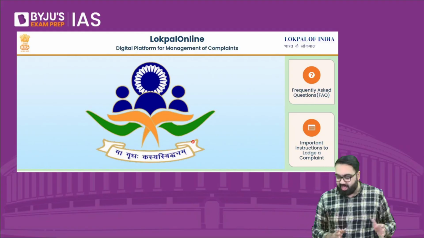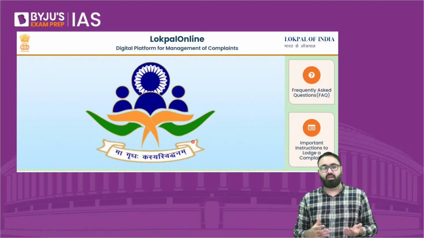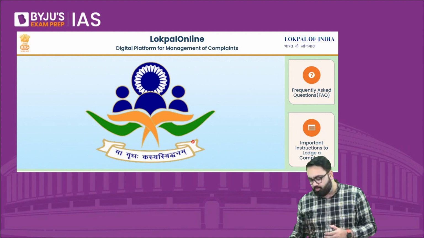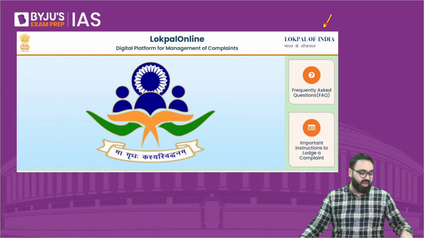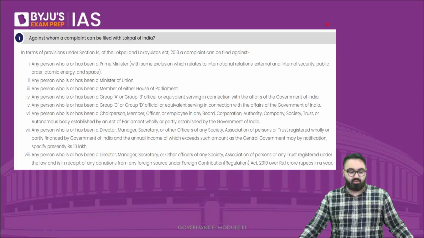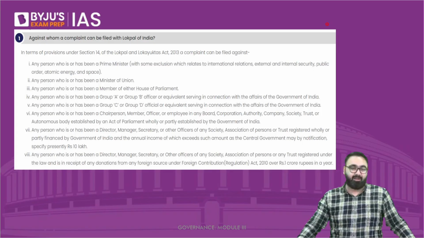We saw the RTI portal, how the RTI portal works. You can file the RTI online. Similar is the case with Lokpal as well. You search for Lokpal online and you will get this portal in which you can go ahead and file a complaint to the Lokpal. Now, if you see there, it also tells you against whom you can file a complaint.